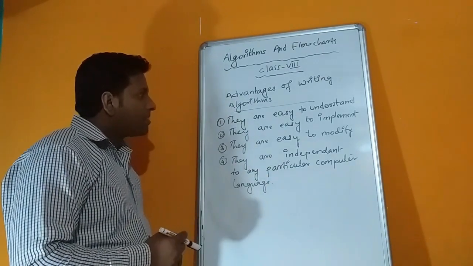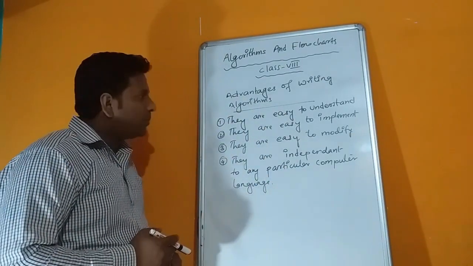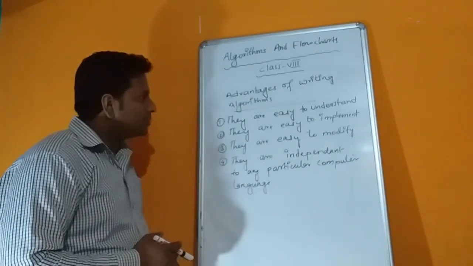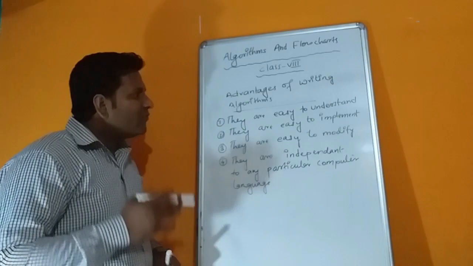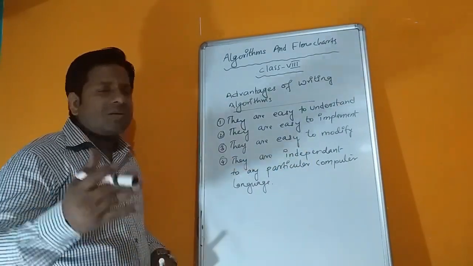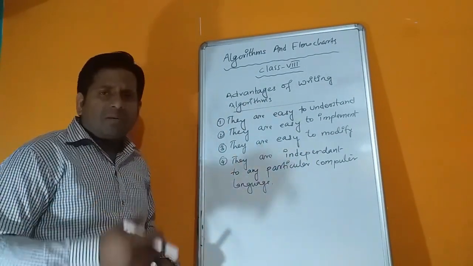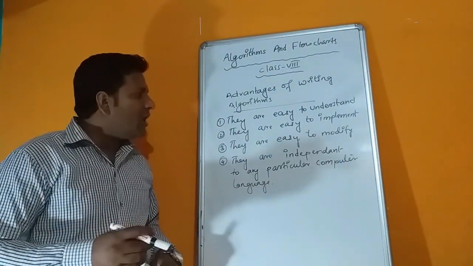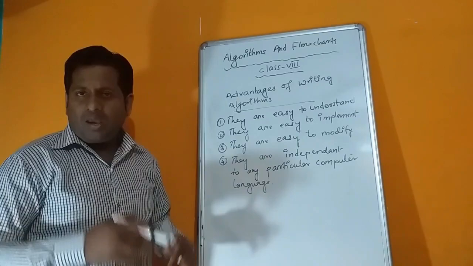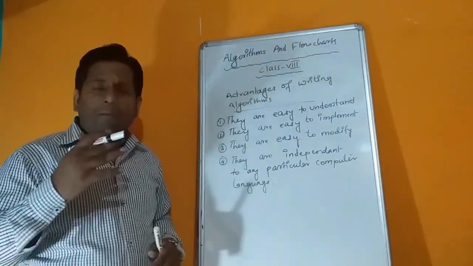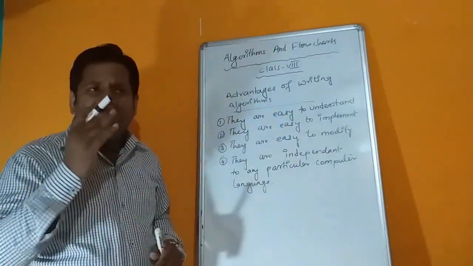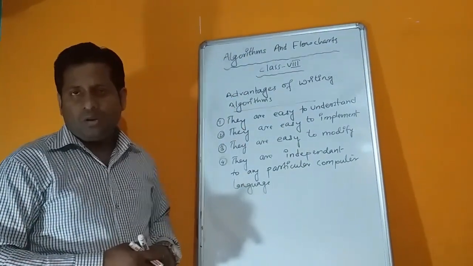So children, just now I told you about algorithms and how we write the algorithms. Now we'll be learning the advantages of writing algorithms. What are the advantages we get? There are multiple advantages, but I've listed four. Point number 1, they are easy to understand. If you have an algorithm, that means you have planning. You can easily follow that and you can get the proper result.